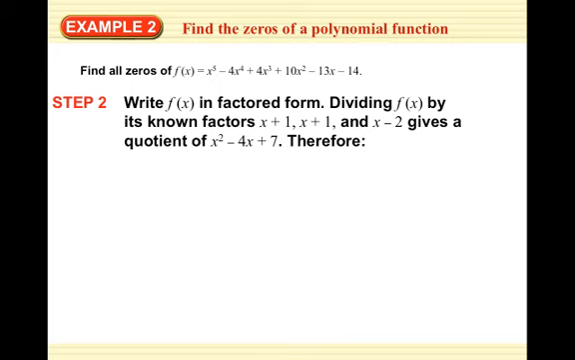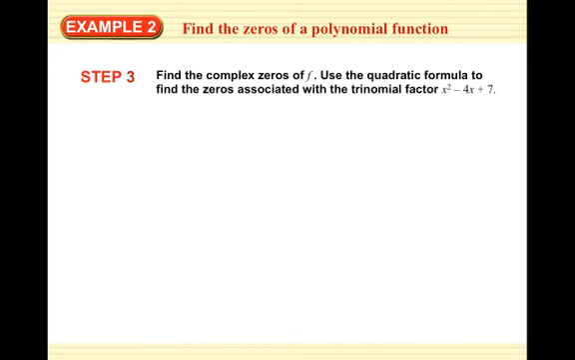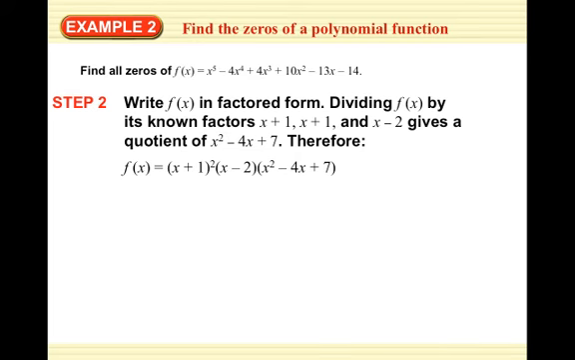Okay, so our second step is write f of x in factored form, dividing f of x by its known factors x plus 1, x plus 1, and x minus 2 gives a quotient of x squared minus 4x plus 7. Therefore, f of x equals x plus 1 squared times x minus 2 times x squared minus 4x plus 7. Now, we know that if we can factor this, we're going to have two more nice rational zeros. But we can't. This is prime.